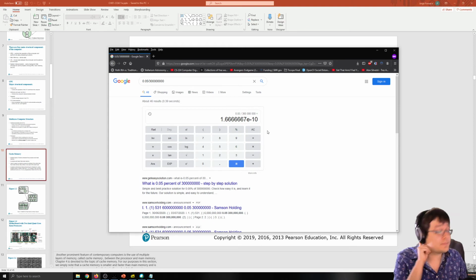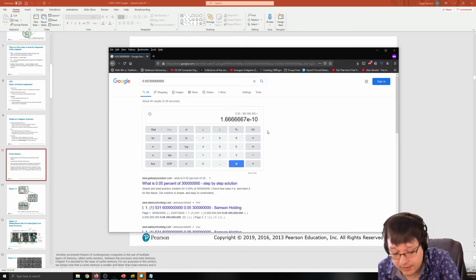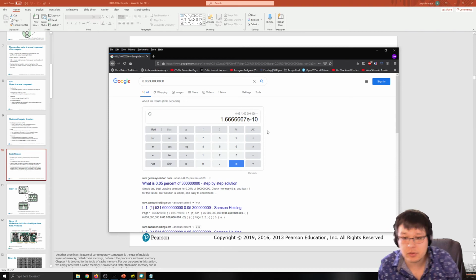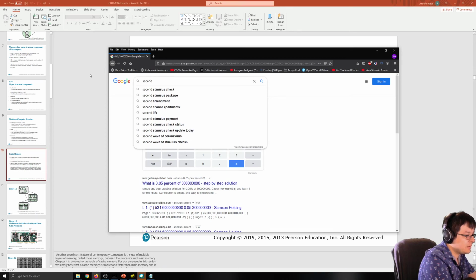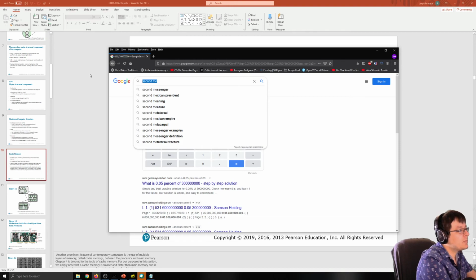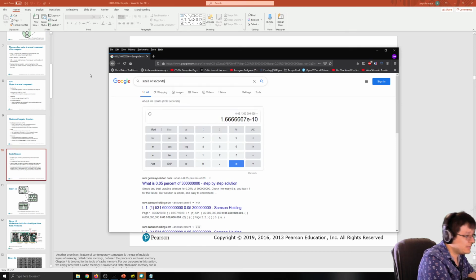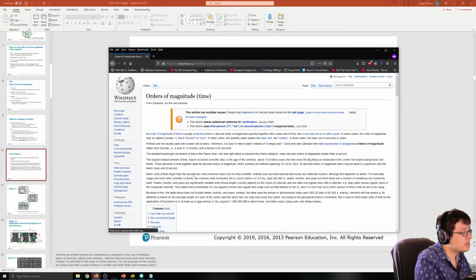Okay, so this is in seconds right now, right? Just to make things a little easier, because this is a fraction, let's convert this to something smaller than seconds. What can seconds be divided into? Nanoseconds, yes, but I want to pull up a table. What would I look up in Google to find that table? Sizes of seconds? No, okay, units. Orders of magnitude, there we go.